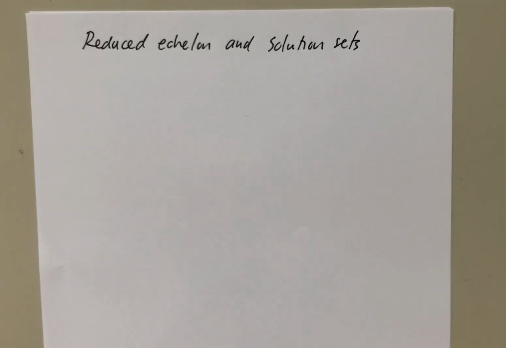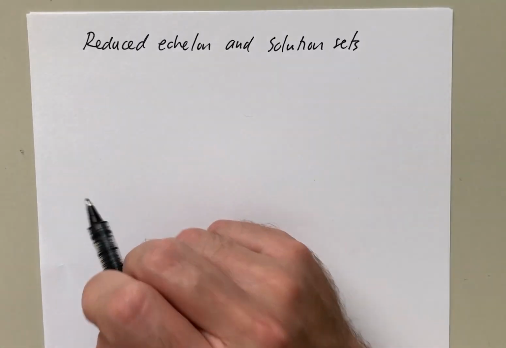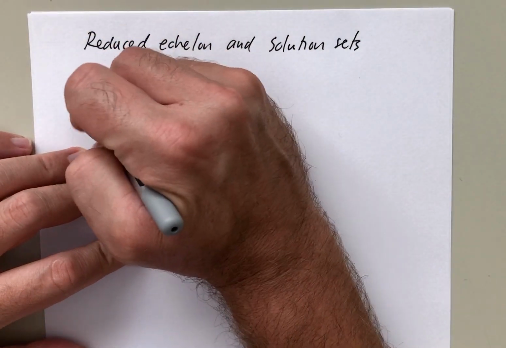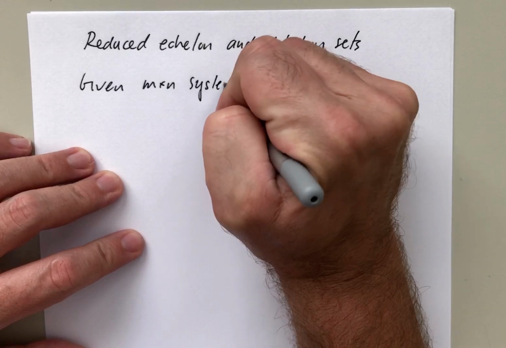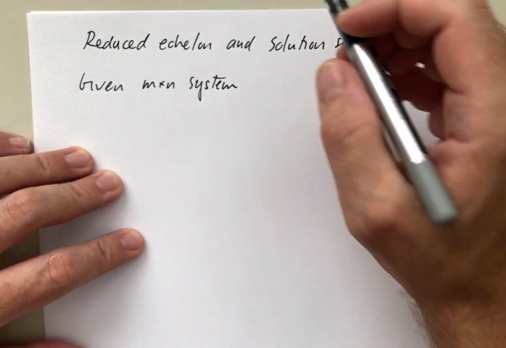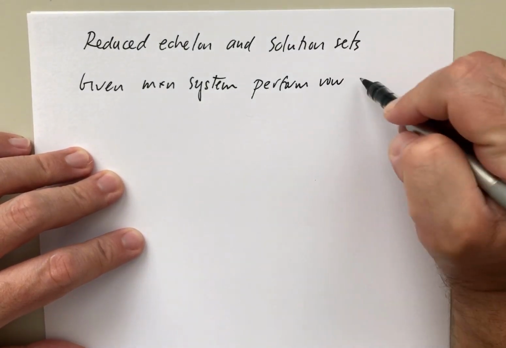Hello everyone. Today I want to talk about how reduced echelon form allows us to describe solution sets to systems of equations. So just to recap where we were, given an m by n system, so this means m equations in n variables, we perform these row operations.